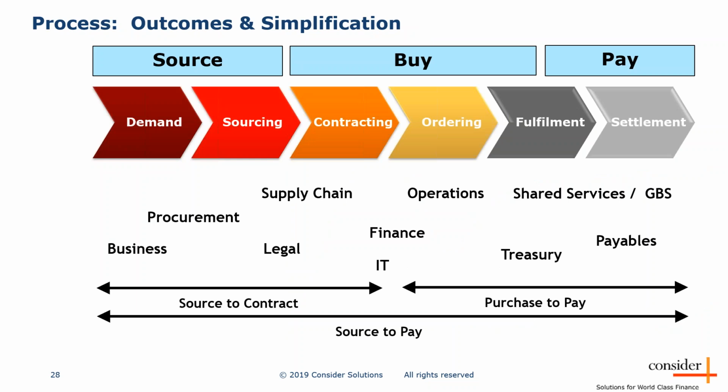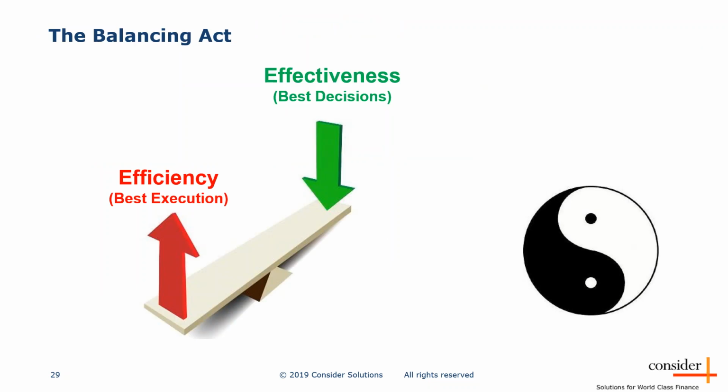So looking at process, then we've got to think about outcomes, the end-to-end outcomes, and simplification. So we looked at this picture earlier, so I think that's pretty clear. But what we're learning, both from this survey and the other work we're doing, is there's the balancing act. We're massively focused on efficiency and best execution, but we also need to have effectiveness with best decisions. Best decisions across the end-to-end process are going to make a far bigger impact than best execution in a small part of it. If we can get both across the whole end-to-end process, we have a great world-class result. So it's worth thinking about.